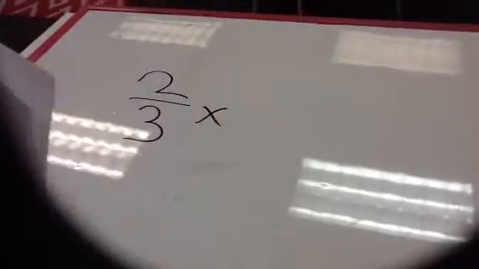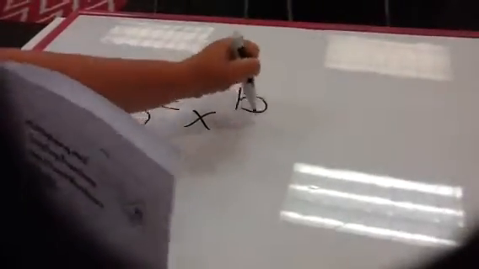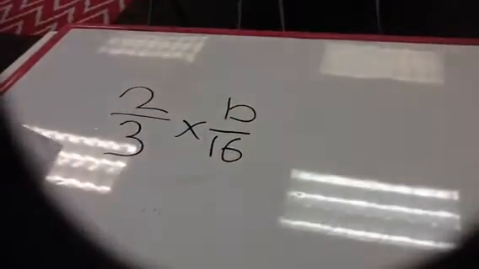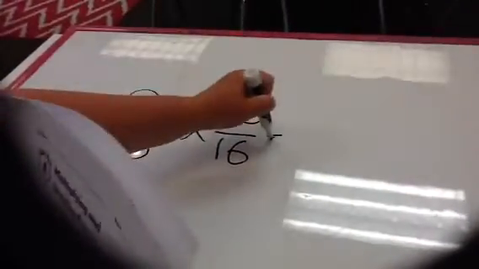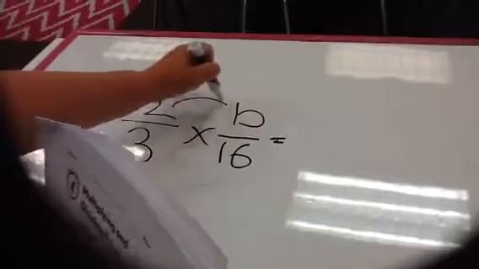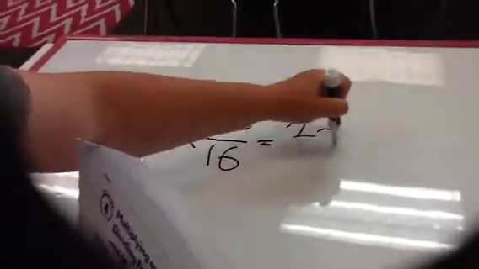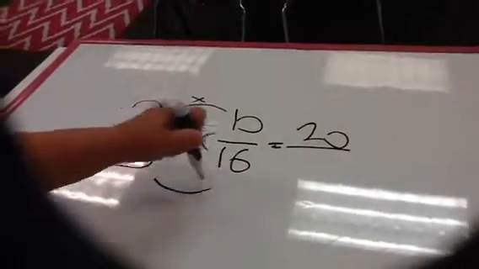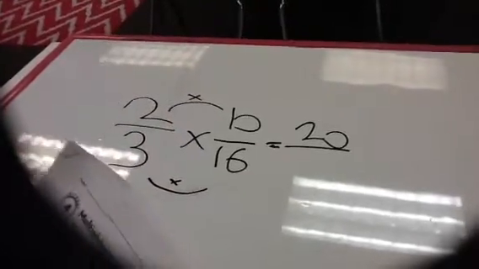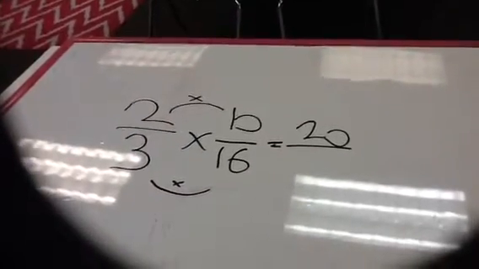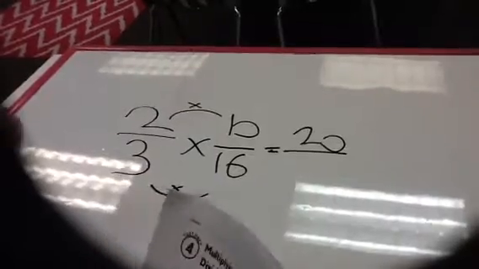Okay, so we're going to be doing multiplying and dividing fractions and mixed numbers. So the first problem is 2/3 times 10/16. So how you do this is 2 times 10, 20 over, and then 3 times 16 is 48.